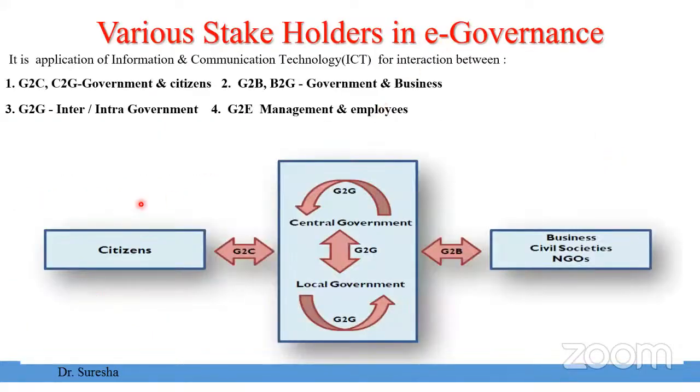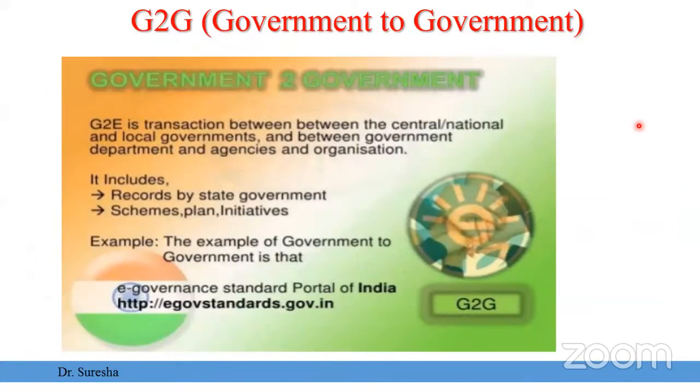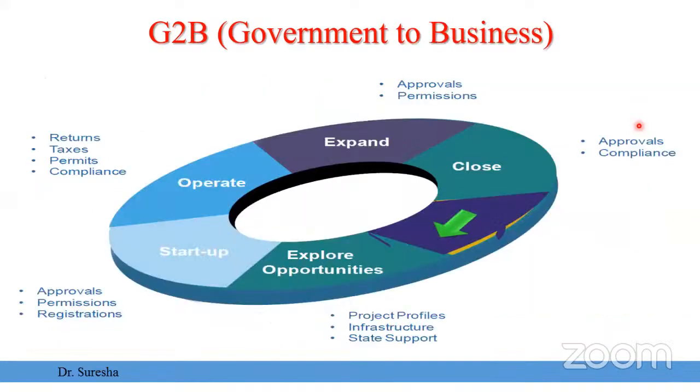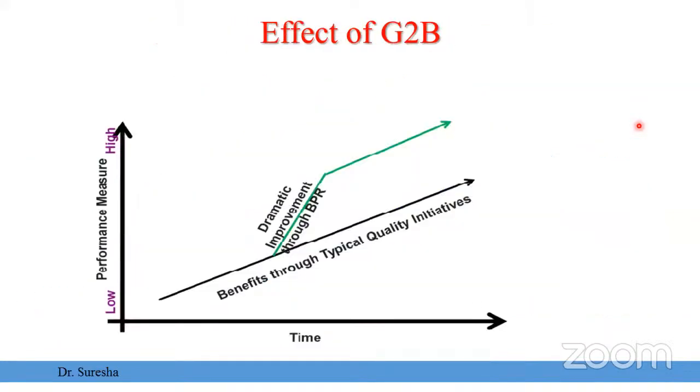So, various stakeholders in e-governance: government to citizen, citizen to government, government to business, business to government, government to government, government to employees. So these are the stages that are there. Now you have to see all those things. I think I will make it very fast. This is G to G, G to C, and, because I don't have time, G to B.